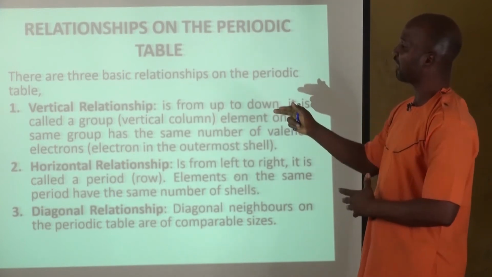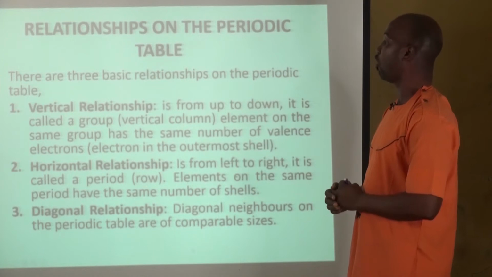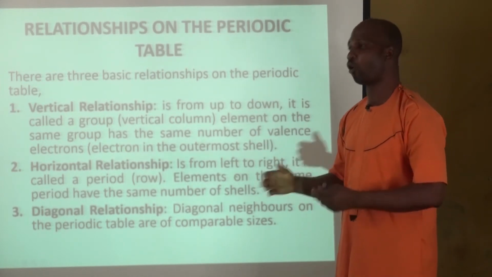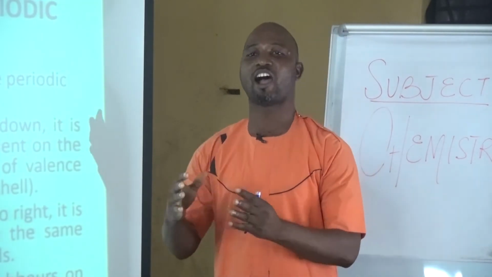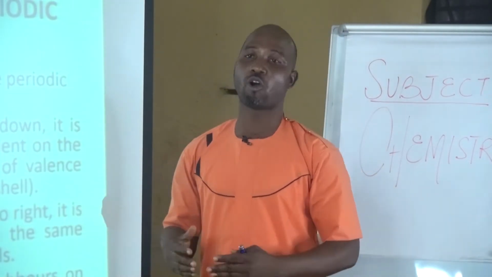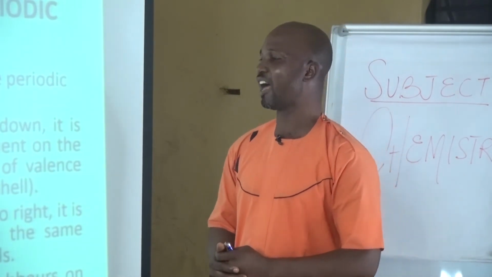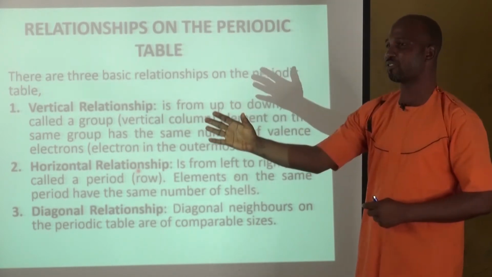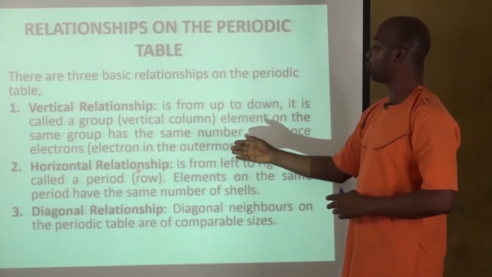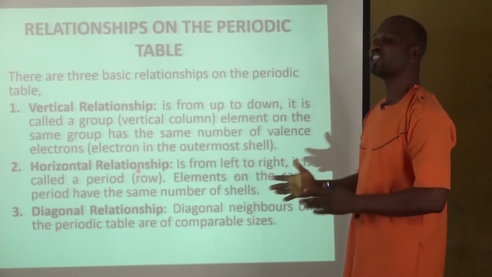We have the vertical relationship, which is usually from up to down, and it is called a group or vertical column. Elements in the same group have the same number of electrons in the outermost shell. In other words, it is called valence electrons. The other one is the horizontal relationship, which is from left to right. It is called a period, and elements in the same period have the same number of shells.